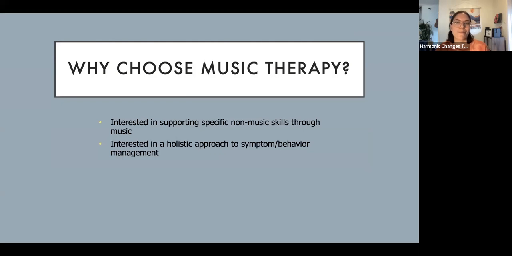So why might you choose music therapy? If you're interested in supporting specific non-music skills, music therapy is a wonderful option for you. If you're interested in a holistic approach to symptom management, behavior management, again, promoting any skill that is not specifically musical, music therapy is a great space for that. We can address so many things in the music therapy context through music, again, as a tool. And it's a really wonderful and engaging way to support your loved one in increasing their life skills.